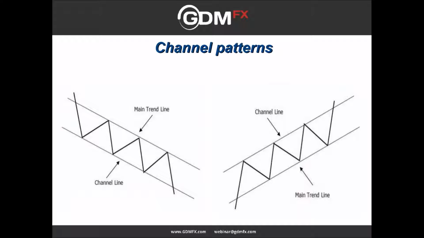For a bullish price channel, the main trend line extends up, and at least two reactions, which are two reaction lows, are required to draw that particular line. For a bearish price channel, however, the one on the left, the main trend line extends down, and at least two reaction highs are required to draw it.